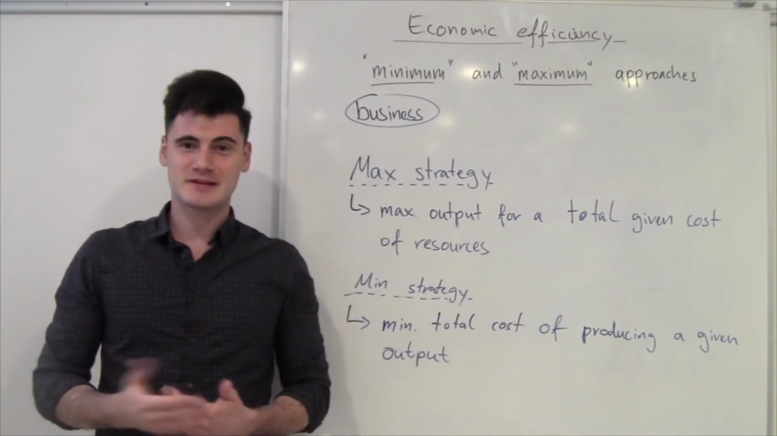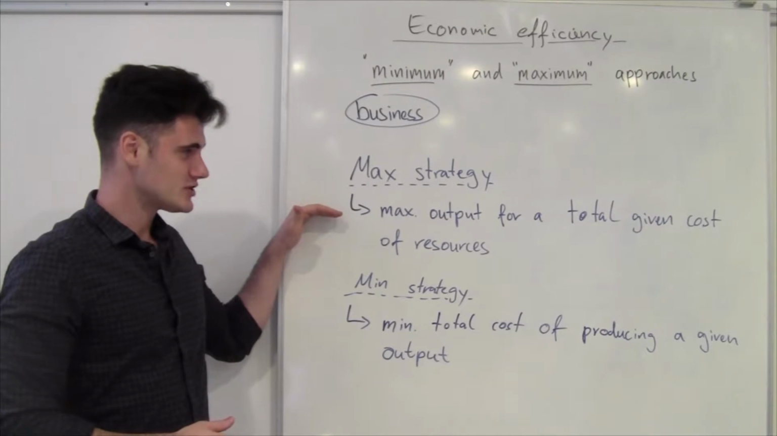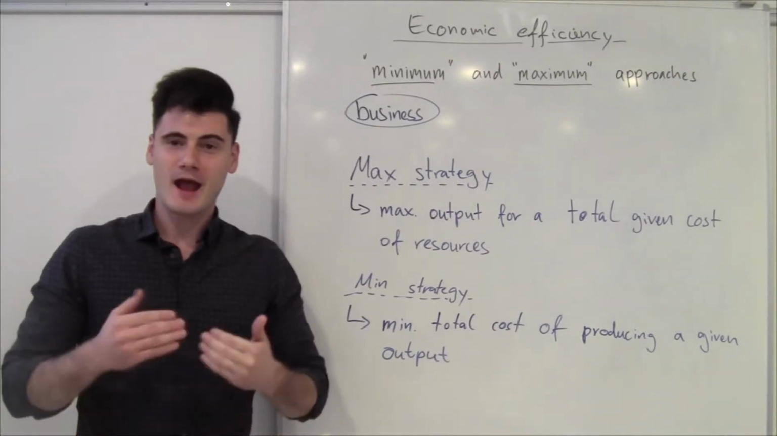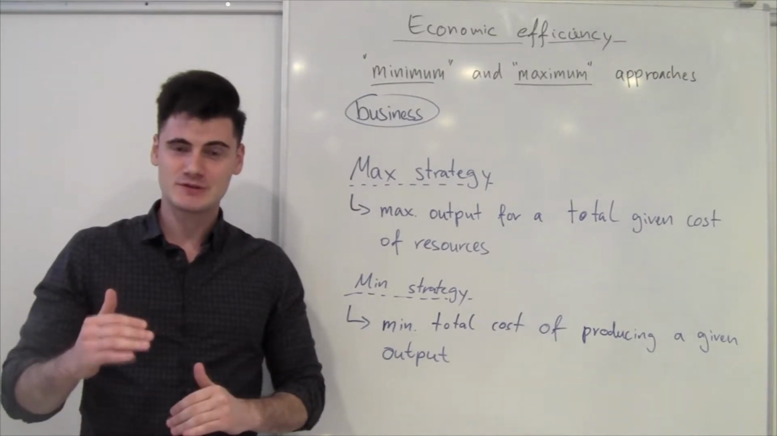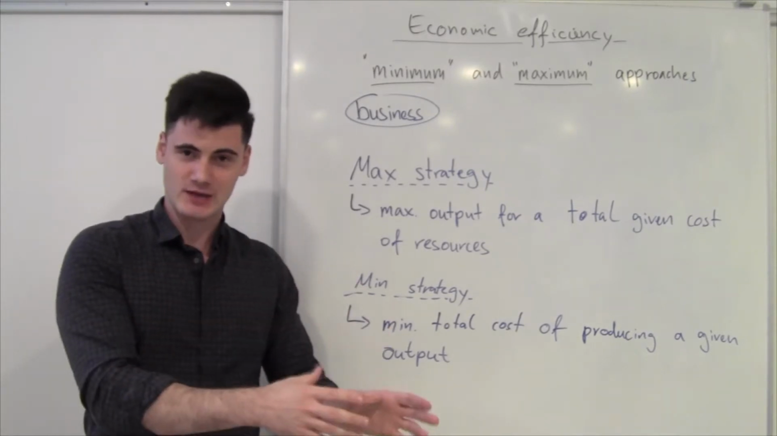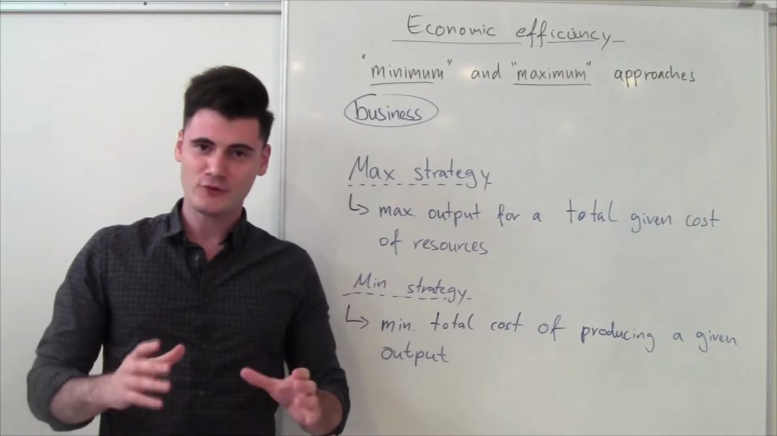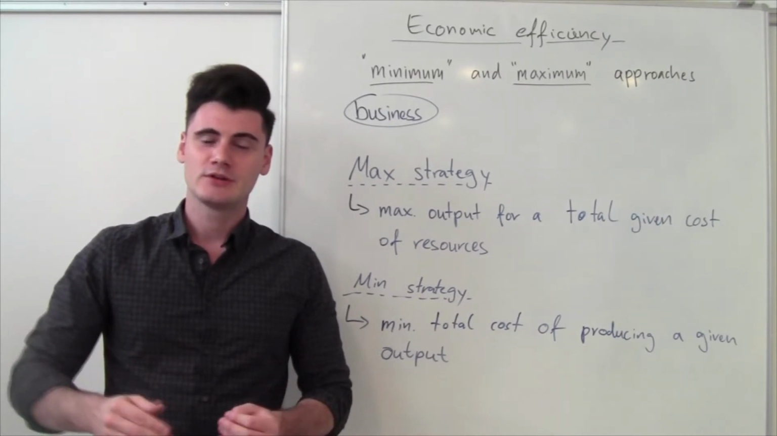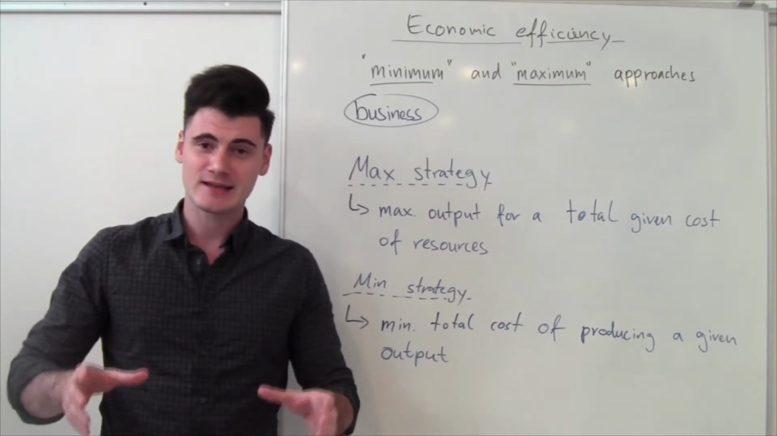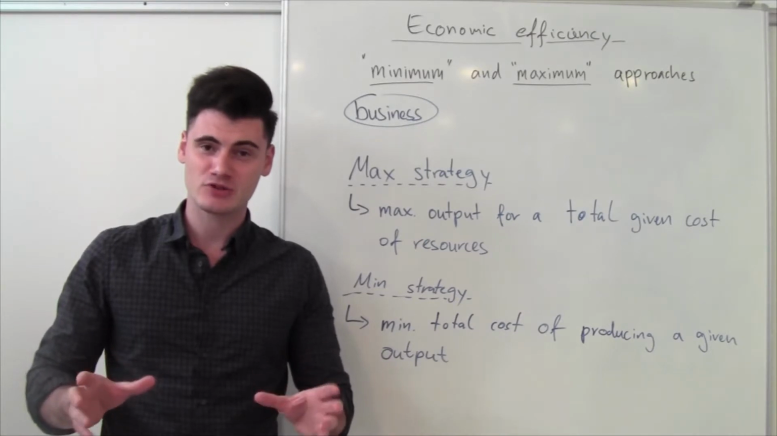Okay, let's sum it up with an example. Maximum strategy: I'm going to give you an amount of resources. You're going to produce as much as you can with that amount. Minimum strategy: I'm going to tell you the amount of units that I want and you make sure that you produce those goods at the lowest cost possible.